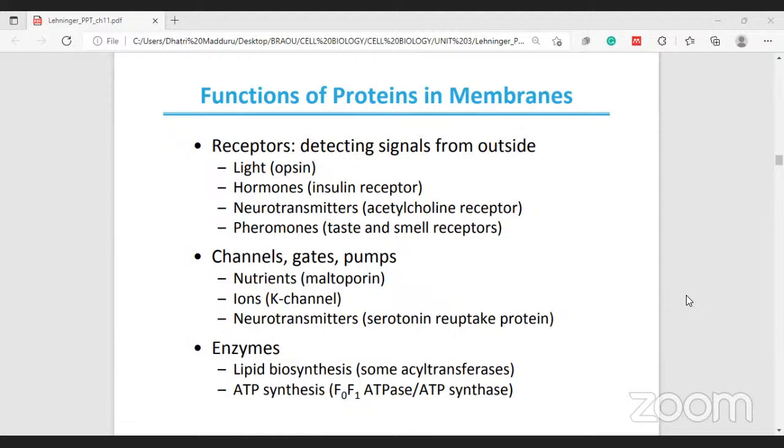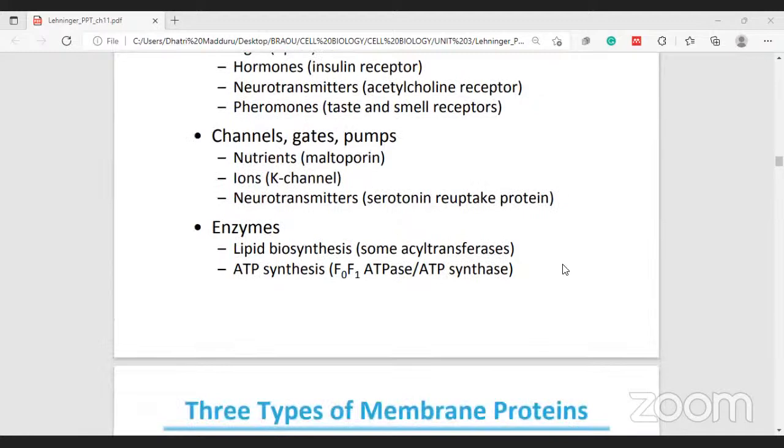Then enzymes. These proteins can also act as enzymes, especially in ATP synthesis. In the mitochondrial membrane, we have F0, F1 particles. I told you in the last class, F0, F1 particles have an enzyme, F0, F1 ATPase. The other name is ATP synthase, where the ATP synthesis takes place. And some acyl transferases, which help in lipid biosynthesis. Okay, like this, various proteins in the membranes function.